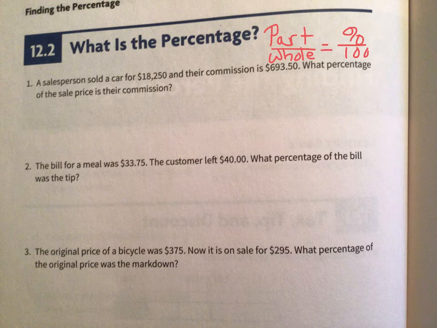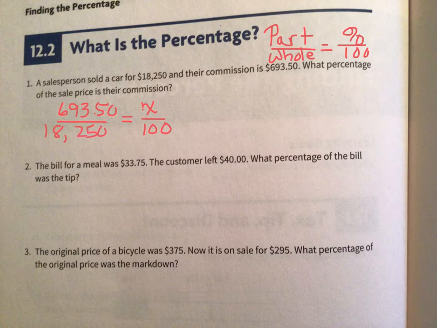All right, the question says a salesperson sold a car for $18,250. Their commission is $693.50. What percentage of the sales price is their commission? Well, we want part over whole. We're looking for the percent, so it equals x over 100. The percent will always go over the 100. The part will be that $693.50, and the whole would be the sales price of the car.